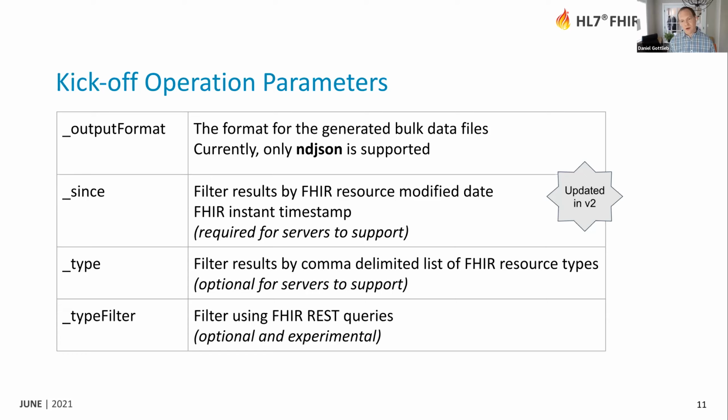That's not super granular, right? Because some FHIR resources are pretty broad. For example, observations might include vital signs and lab results. There's another parameter that's supported by some servers called type filter, which lets you use the parameters available to FHIR REST API queries to further limit your bulk data responses. So for example, in our case, where we only wanted observations with a category of laboratory results, we could specify that as a type filter and then not also get the vital signs.